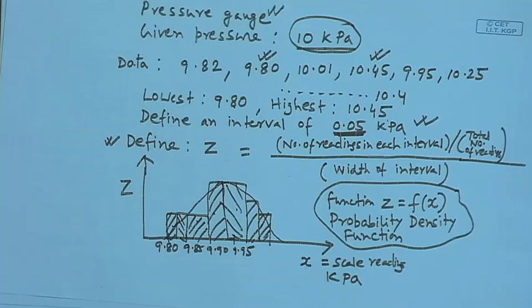So, if we take a large number of readings, this histogram can be represented by a smooth curve, and the functional relationship z equal to f(x) can be considered as the probability density function.